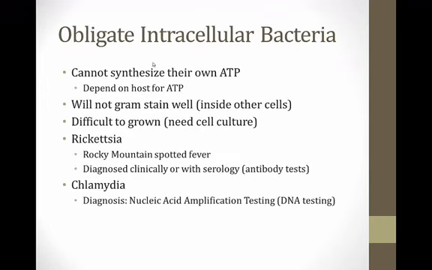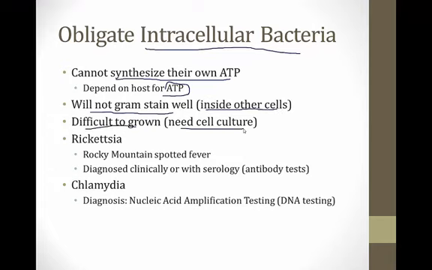Final topic in this module are obligate intracellular bacteria, and these are bacteria that cannot synthesize their own ATP, so they have to live inside a host cell and steal energy from that cell. Most of these bacteria do not gram stain well because they're always living inside other cells, so it's hard to get them on a slide and get a gram stain of them. They're also difficult to grow because you need to use a cell culture. You can't just put them on a plate of nutrients and watch them grow. They need other cells to infect.